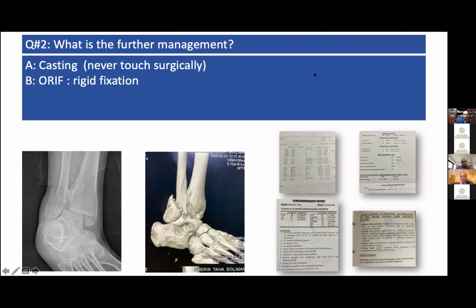And who will go for open reduction internal fixation with rigid fixation? And who will go for something in between? Just put some screws or K-wires in the medial malleolus, and put a K-wire or something like that to align the fibula. And who will go for ankle arthrodesis for this patient who has diabetes and uncontrolled diabetes?